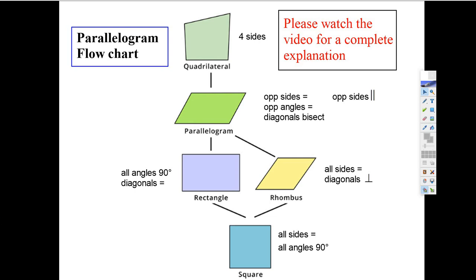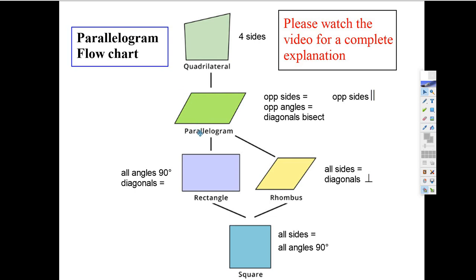Okay, we're going to look at the properties of parallelograms, and a quadrilateral that's a parallelogram. We're going to look at this flow chart here. Now, a quadrilateral is any shape that has four sides, but a parallelogram is a special type of quadrilateral. And what are its properties?